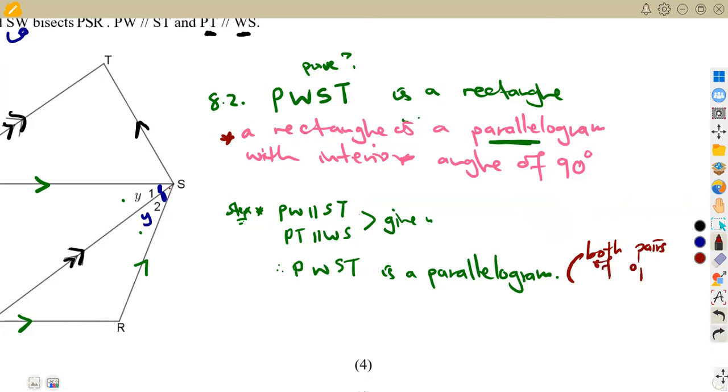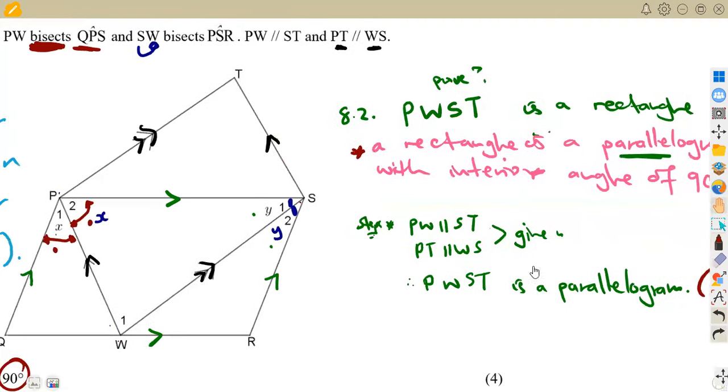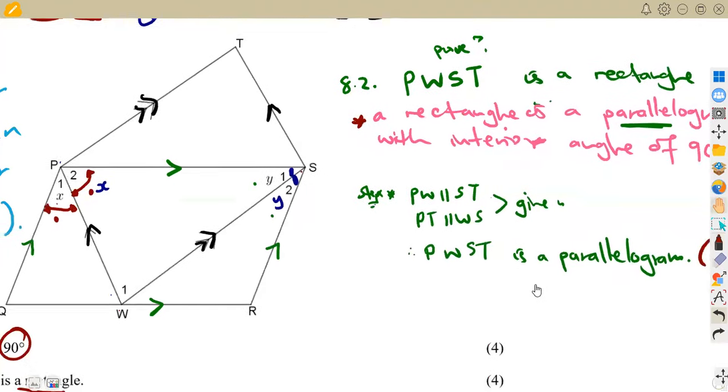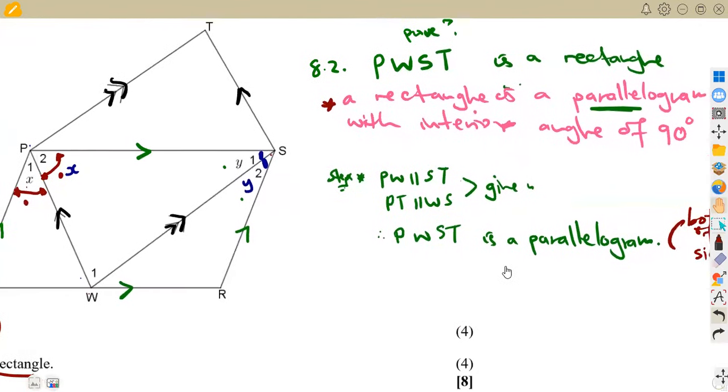Both pairs of opposite sides parallel. So these ones, they are parallel, right? You said these are parallel to each other, and that's what you saw from our diagram here. These two are parallel. So that's the reason for us to say this is a parallelogram.